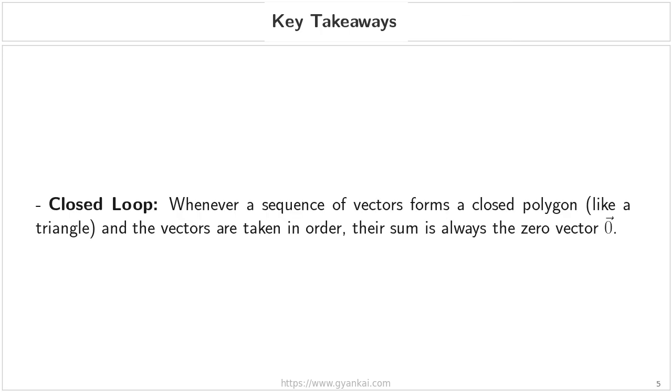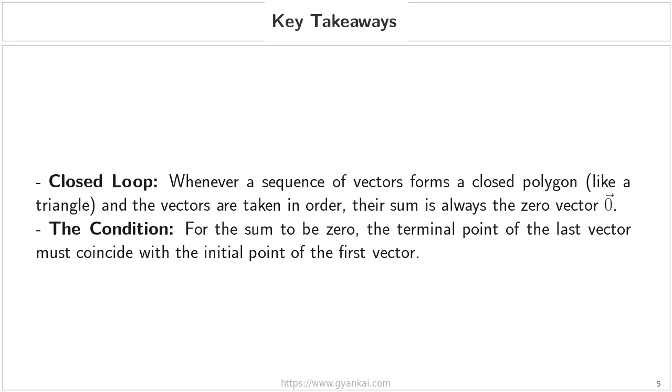Key takeaways. First, let's talk about the concept of a closed loop. This is the most important principle here. Whenever you have a sequence of vectors that forms a closed polygon, just like the triangle we've been studying, and you add those vectors in a continuous, sequential order, their sum will always result in the 0 vector.